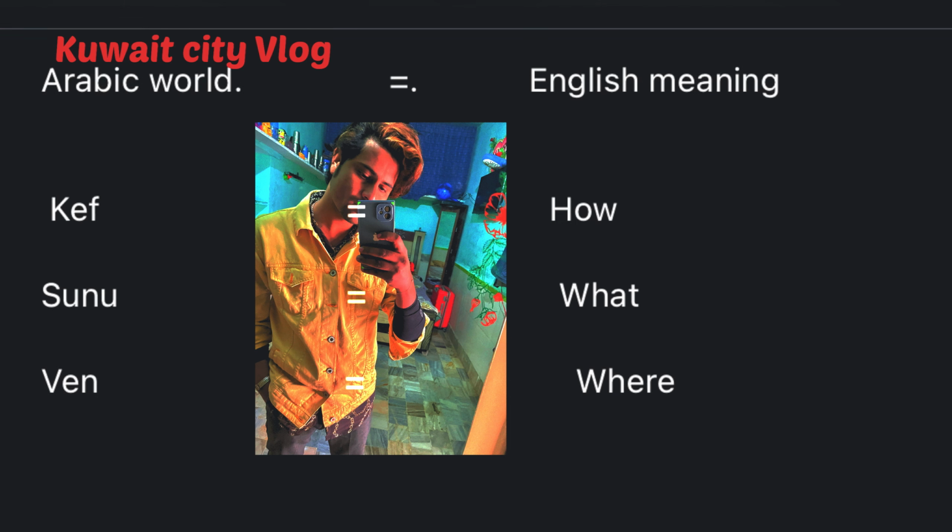Next, the Arabic word kef. Kef means how. And second, sunu, the Arabic word sunu, means what. And third, wein. The Arabic word wein means where in English.